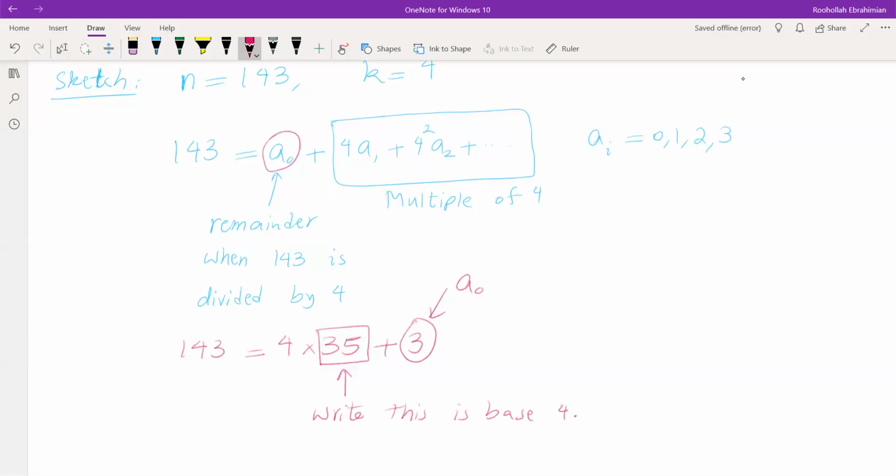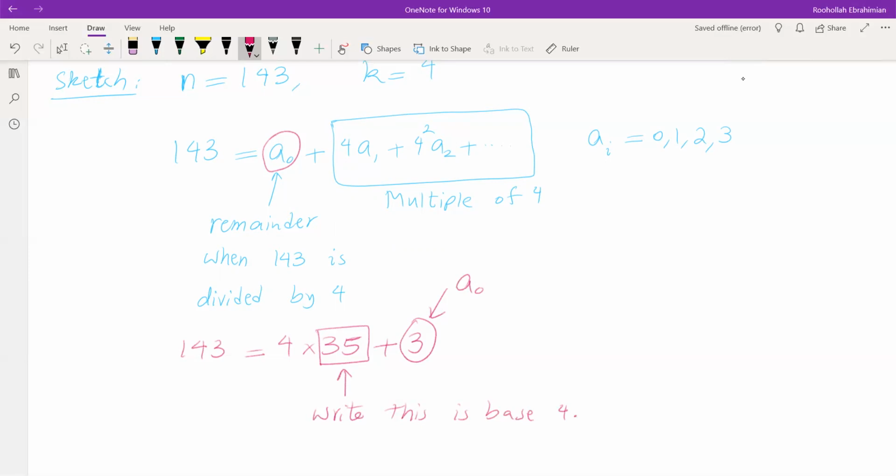Okay, so what's the idea? The idea is start from a larger number, 143, reduce it to a smaller number, in this case 35, and then repeat the same process for 35. In other words, you're building blocks on top of the previous blocks that you have already built. So it's like building a building, where each brick sits on top of something below it. So that is the idea of mathematical induction.